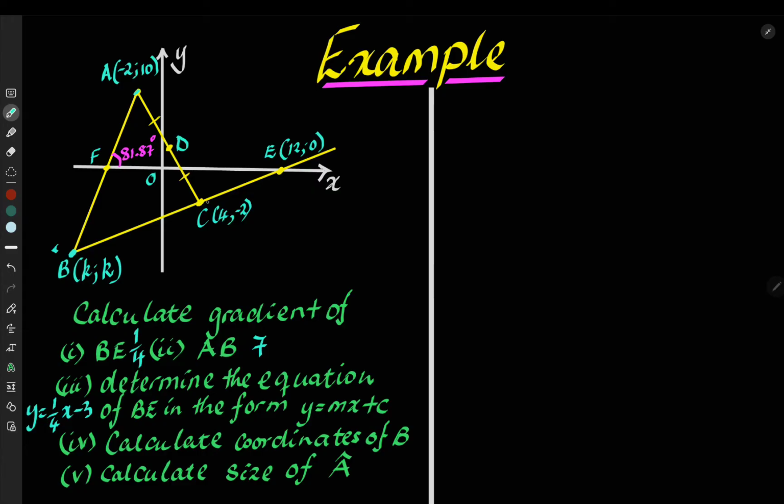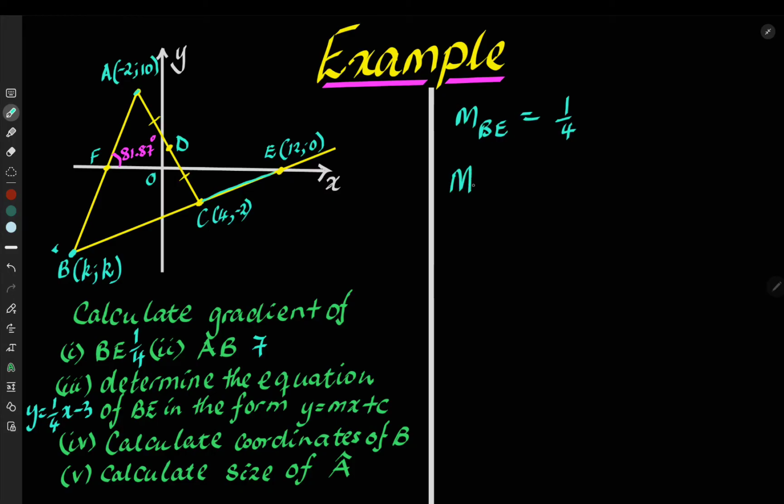So since we know the gradient of the line CE, and we determined the gradient of BE, the gradient of CE will just be the same as the gradient of BE. Now since we know the gradient of the line BE, we calculated that was a quarter. We can also now calculate the gradient of BC, because B is collinear. So the gradient of BC will also be equal to the gradient of CE.